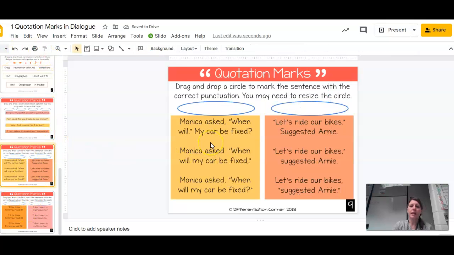And again, drag and drop a circle to mark the sentence with the correct punctuation. So you're finding which one is correctly punctuated. Remember, quotes go around what the person is saying. Punctuation goes inside the quotation marks. And if it is a question mark or an exclamation point, you need to also put that inside the quotation marks. Okay? If you have any questions, please let me know.